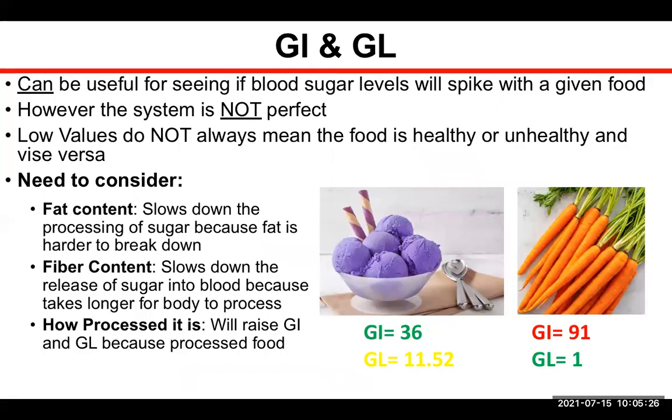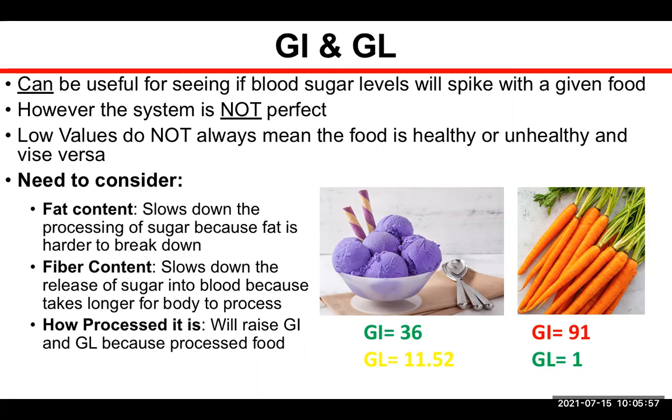And so I have to emphasize that the glycemic index and glycemic load can be useful for seeing if some kind of food is going to cause a spike in your blood sugar levels, but it is not a perfect system. When you have low values for a glycemic index or a glycemic load, it does not always mean that the food is healthy, and vice versa, something being high doesn't mean it's unhealthy.